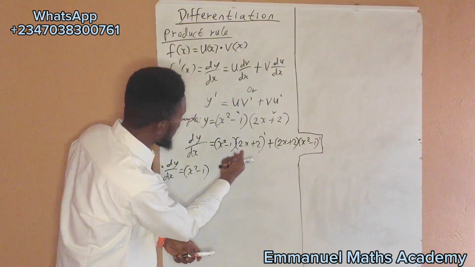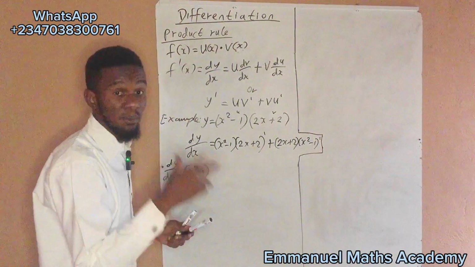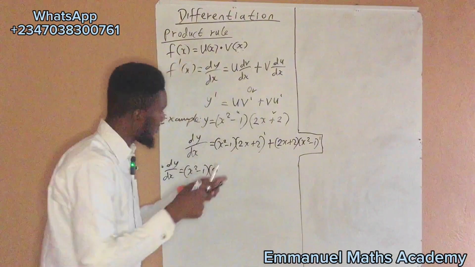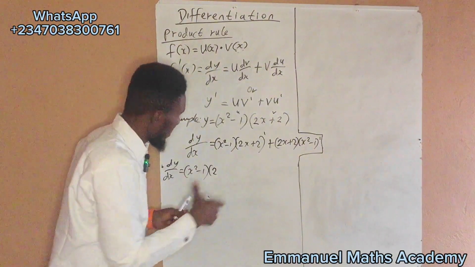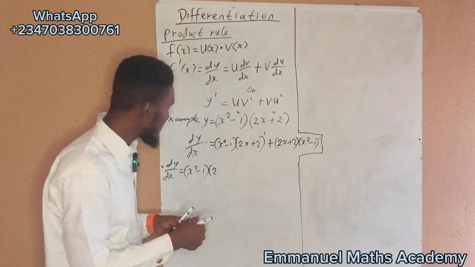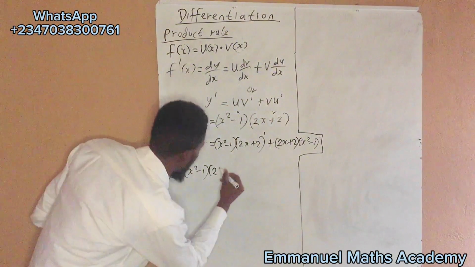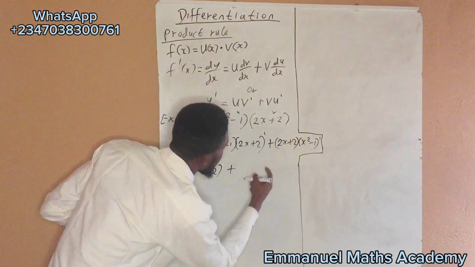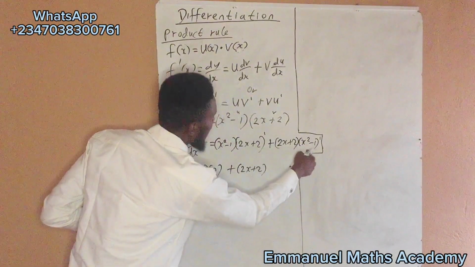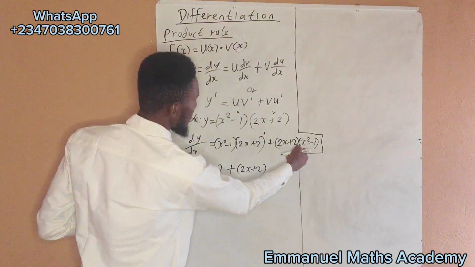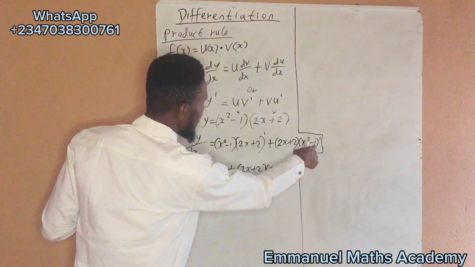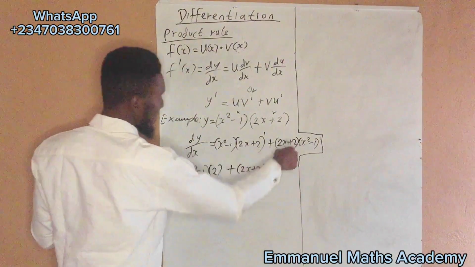Let's start from the first one. If we differentiate 2x, using the power rule, you get 2. If you differentiate this with respect to x, you get 0, because this is a constant. We are done with this. Now what about this? You write down 2x plus 2. Then look at what you are differentiating. If you differentiate this one also, you have 2x. If you differentiate this, you have 0, because it's a constant.